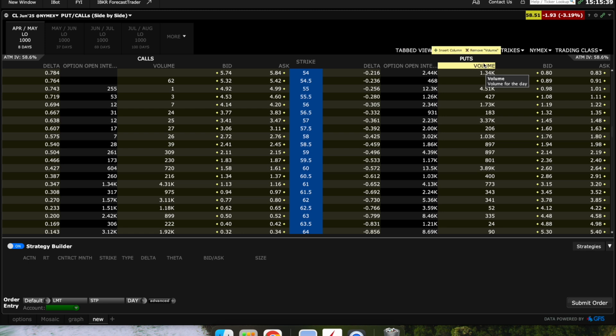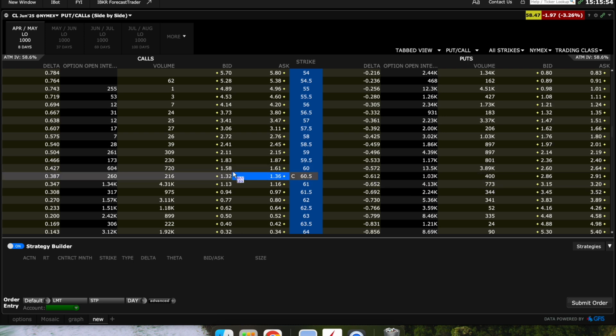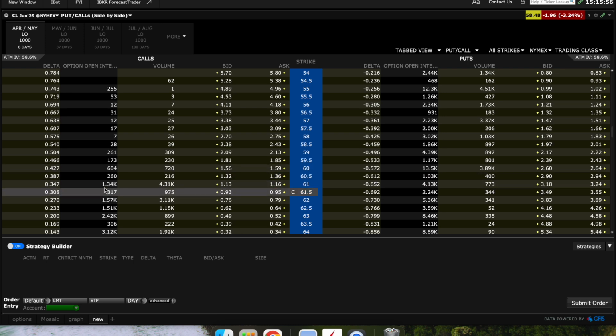And just so you know, volume is how many contracts have changed hands in the past 24 hours, and open interest just tells you how many contracts are currently in circulation for each and every strike. So for the put side, and then for the call side, these are different numbers. But this is how you would go and change the columns.